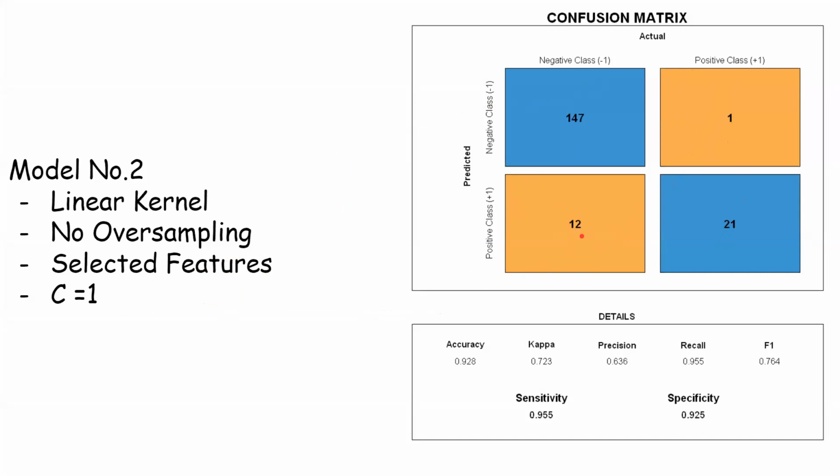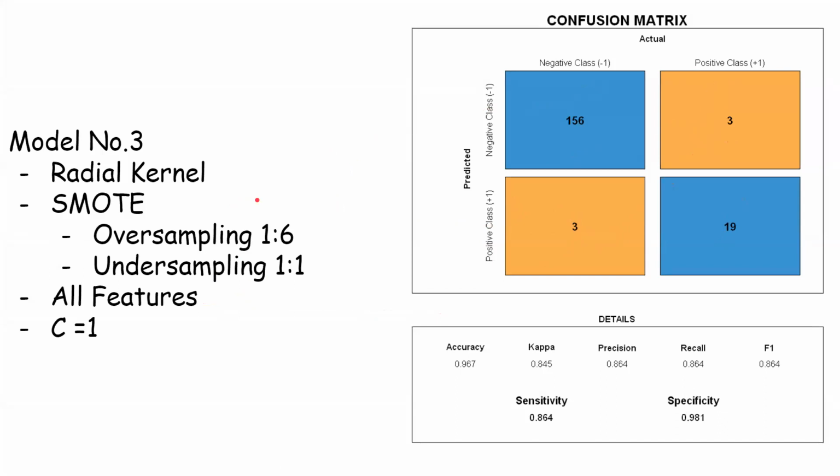So this one, that's why we retain this particular model, to observe whether there is any other model that is better. And model number 3 would be the radial kernel with small oversampling methods, 1:6 ratio. That means for each class 1 itself, we will generate another 6 samples. So the total will be 7 there.